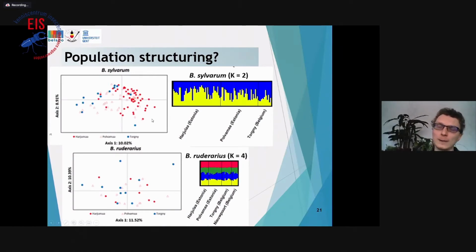And when we go to the declining species, because we also did the declining species, we could see that the Structure analysis here on the right and the PCA showed no or only low population structure. So there is no clear dividing of the Belgian or the Estonian specimens into one color group, so another population. So there is a genetic similarity between all of these populations, which was rather unexpected, as they are not abundant declining species.